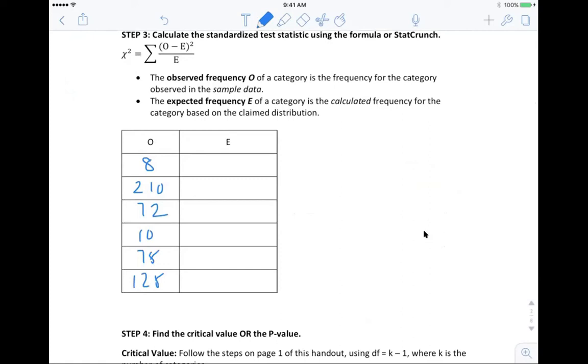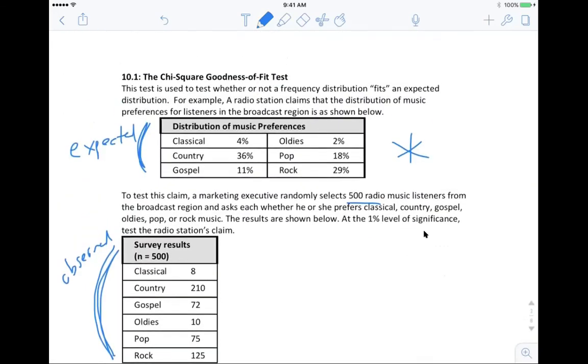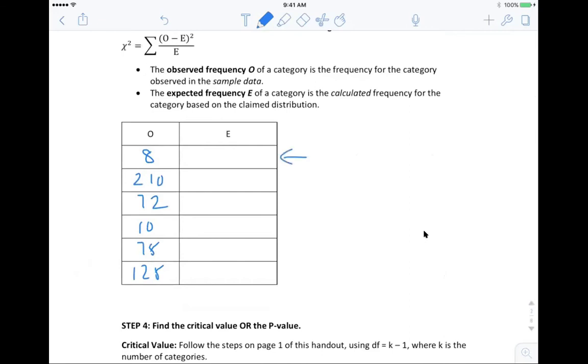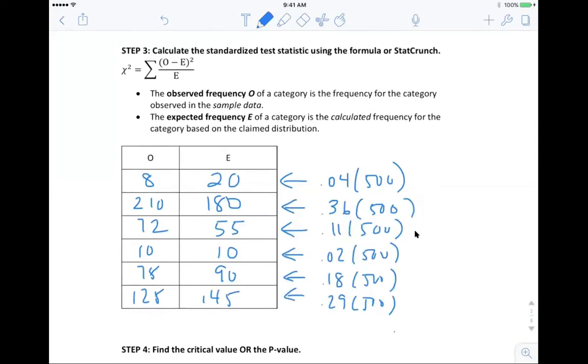The expected is what we would expect to see if that original claim is true. If this is true, and we ask 500 people what their preferences are, what would we expect to see? Now, we would expect to see 4% of those 500 classical. So I have to calculate that down here. I've got to figure out 4% of 500. So I'm always going to multiply the percent times the sample size. We're going to do that for each of the categories. So that's 20. And as to not bore you too much, I just went ahead and did them all.